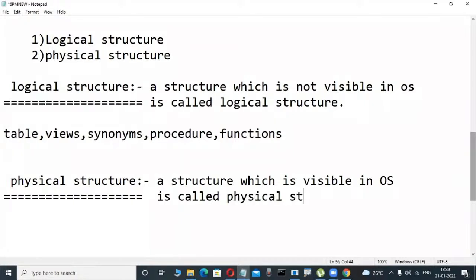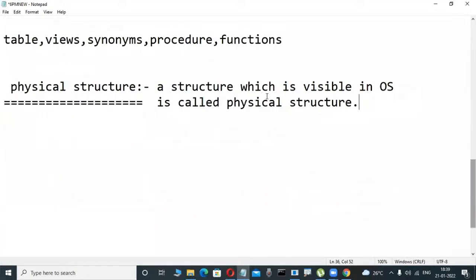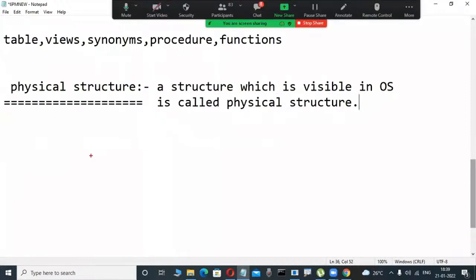Who are the persons working in this physical structure? It's a big concept. I'm telling you the definition side only, because I will tell you which definition is correct. A structure which is visible in the operating system is called the physical structure. Suppose I am installing software, some physical files are created on the disk. Suppose you load PowerPoint, MS Access, Word, anything, physical files are created.